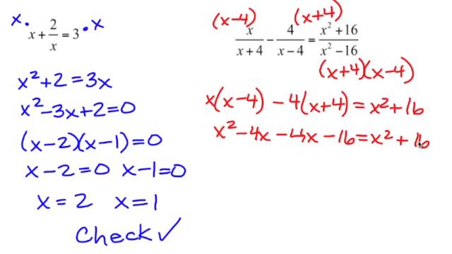There's an x squared on both sides of the equation, so that cancels. So we get negative 8x. I'm going to add the 16 to the other side, equals 32. I divide by negative 8, and I get x equals negative 4.